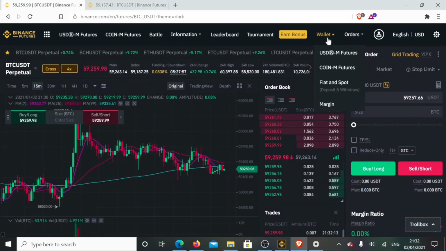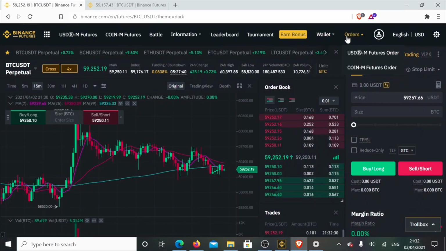Wallets. So click on this wallet. You can see your wallets. You have the USD Futures wallet, the COIN-M Futures wallet, and you also have the fiat and spot and your margin wallet. So you can click on any of that to go back there, but we stay on this page. Orders, your open orders, if you want to check it, this is where you do it.